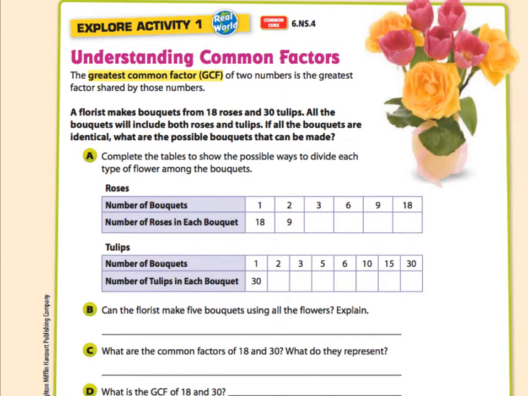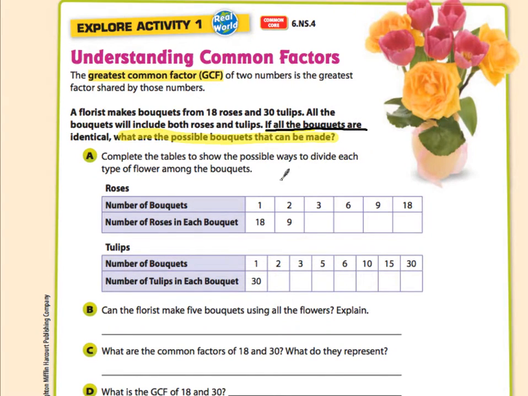So understanding greatest common factor. A florist makes bouquets from 18 roses and 30 tulips. All the bouquets will include both roses and tulips. If all the bouquets are identical, what are the possible bouquets that can be made? So first things first, let's highlight the question. What are the possible bouquets that can be made? And important information, we'll make that black, sorry about that.